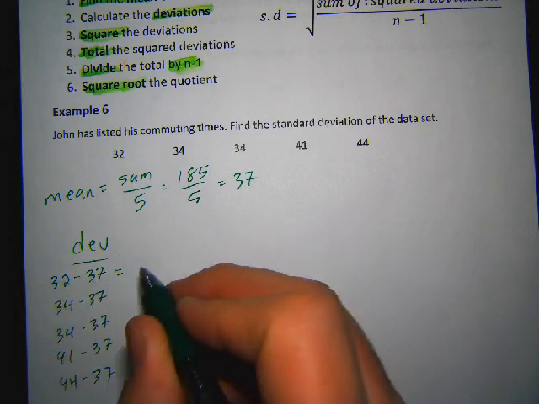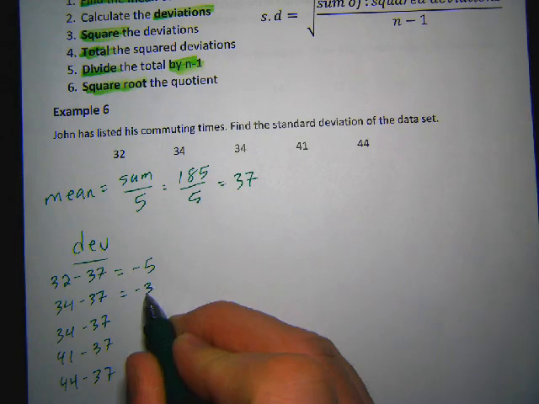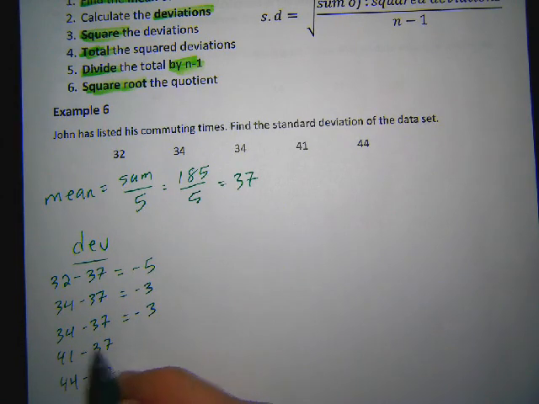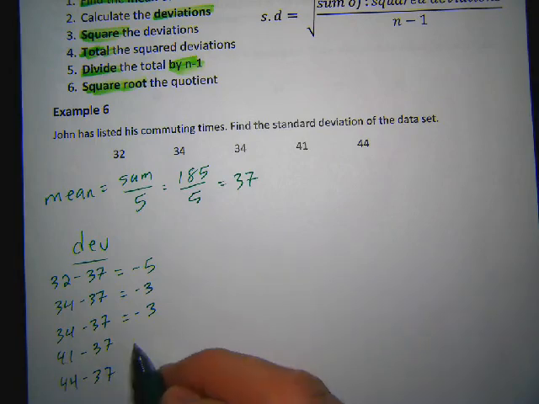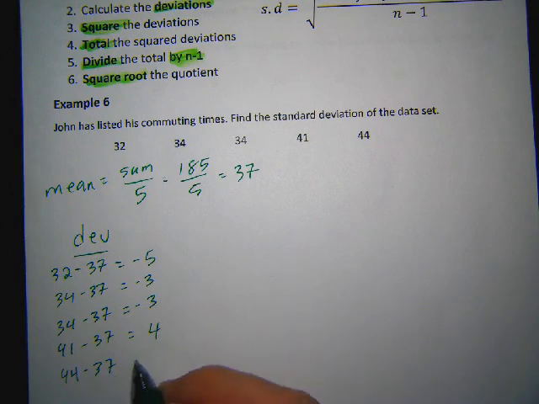So 32 minus 37 would be a negative 5. 34 minus 37 is a negative 3. 34 minus 37 is still negative 3. 41 minus 37, now I'm going to get positive because the bigger number was first. So I'm going to get positive 4. And 44 minus 37, that's going to be a positive 7.